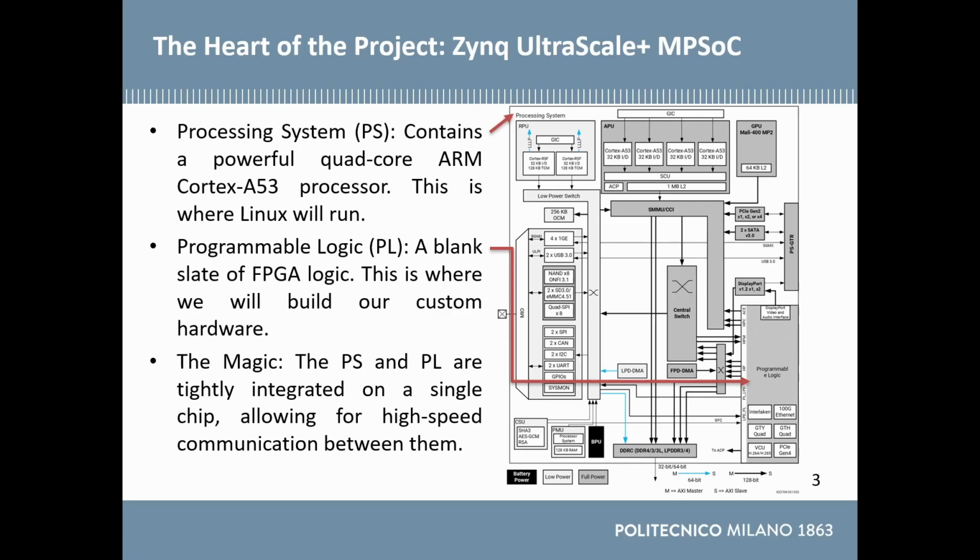These two halves aren't just glued together. They are connected by an incredibly high bandwidth, low latency communication fabric right on the chip itself. This means our software running on the ARM processor can read and write to our custom hardware almost as if it were just another part of its own memory. This tight integration is what enables the true potential of co-design, giving us performance that would be impossible if the CPU and FPGA were separate components on a motherboard.